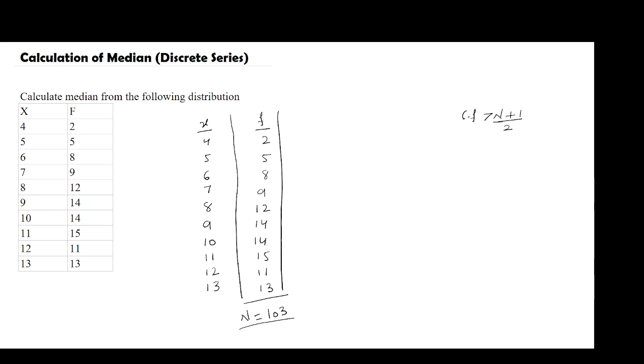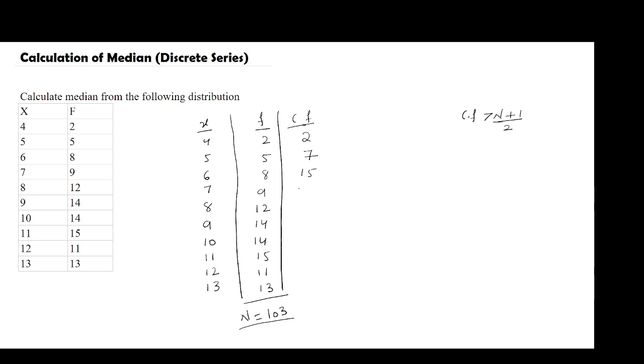Now my next step is I have to check whether the cumulative frequency is greater than (n plus 1) by 2. Before this, first I have to calculate cumulative frequency. In the previous example I have shown how to calculate. First value remains same, that is 2. 2 plus 5 is 7. 7 plus 8 is 15.